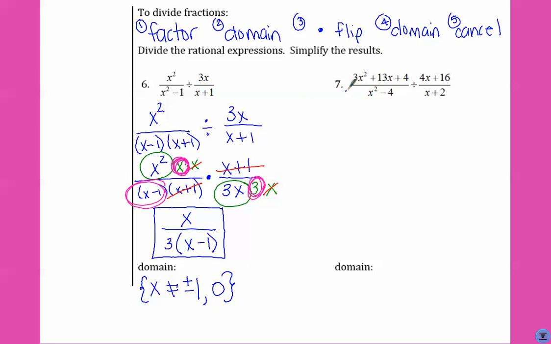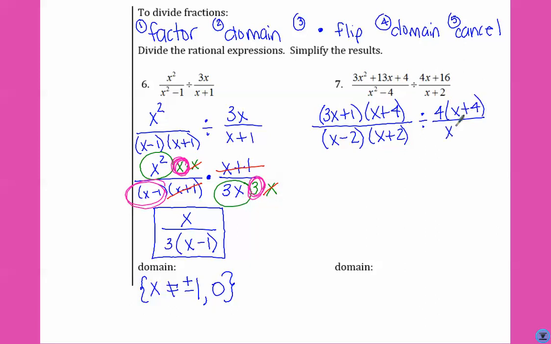All right, let's move on to number 7. The factors of 3x squared plus 13x plus 4 are 3x plus 1 and x plus 4. Again, if you're having trouble with your factoring, go back and watch those videos. X squared minus 4 factors to x minus 2 and x plus 2. In our numerator here, we have a common factor of 4. And our denominator is just going to stay. So our domain restrictions so far, x such that x cannot equal, based on those, plus or minus 2.